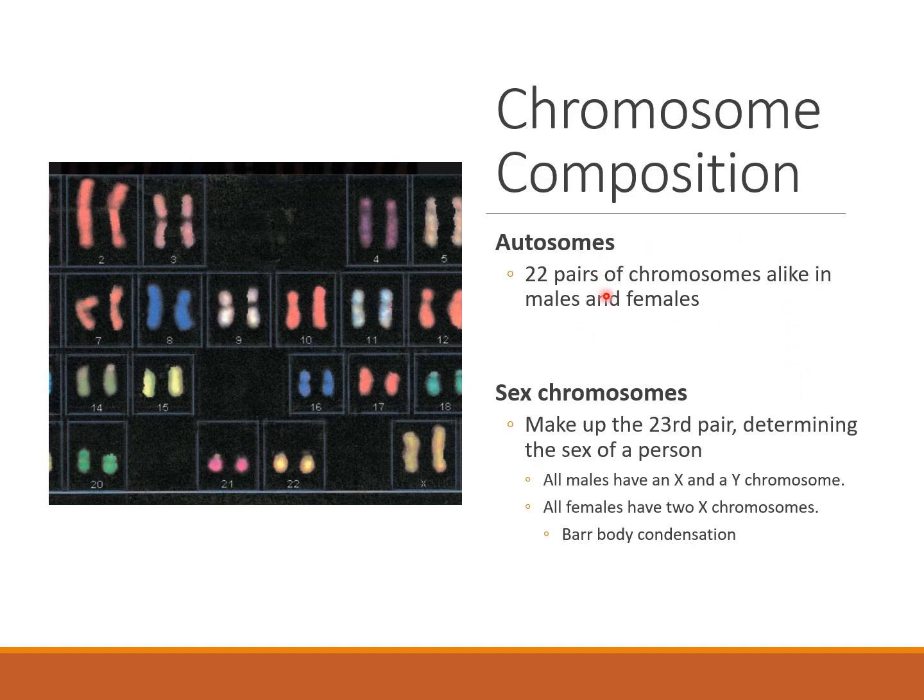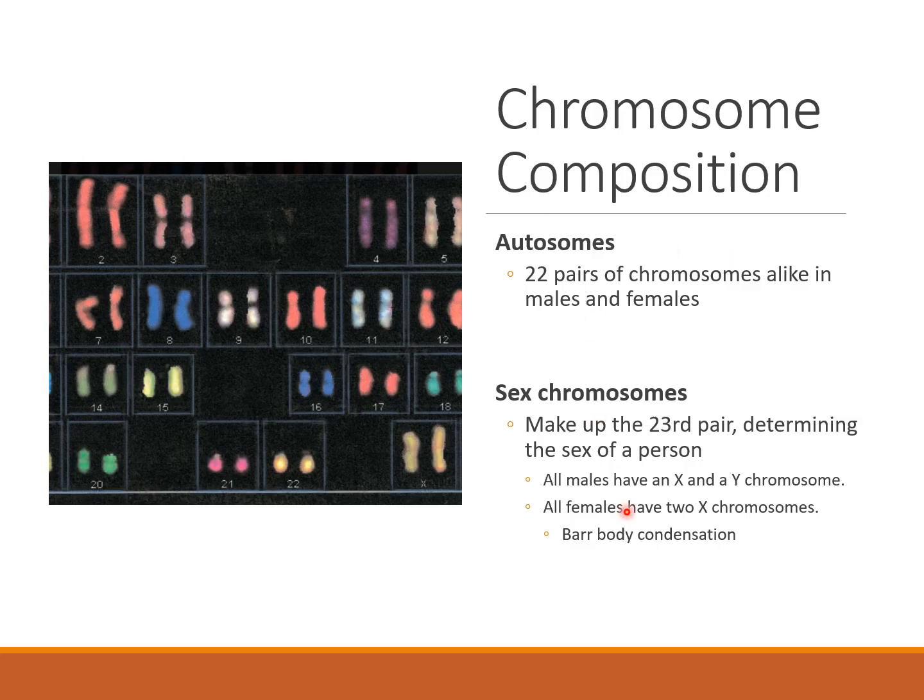22 of them are what we term autosomes, 22 pairs of chromosomes that are alike each other in both males and females. And so you can see them here, all of these laid out on this map, these pairs of chromosomes, 22 of them as autosomes.